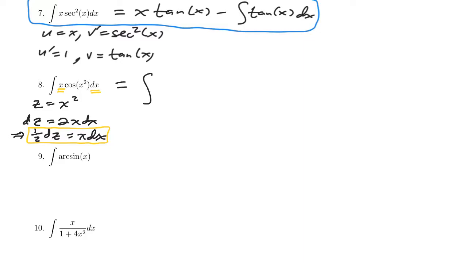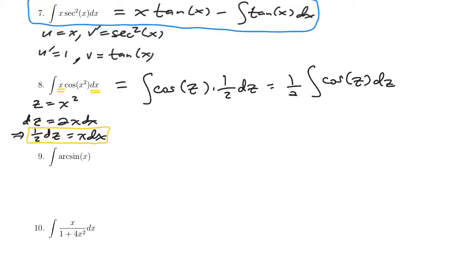So in this integral, the cosine of x squared part will just become cosine of z, and the x dx part is 1/2 dz. So I would put that 1/2 out front, and to finish the problem, I just have to integrate cosine of z dz. And of course, since it's a substitution problem, after I find that antiderivative, I will have to plug back in to get my final answer in terms of the original variable x.